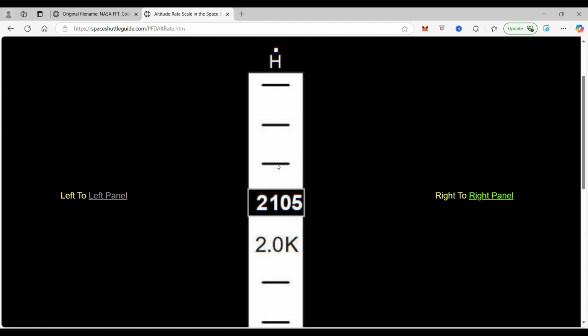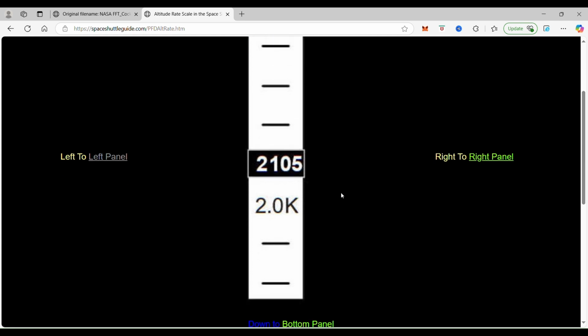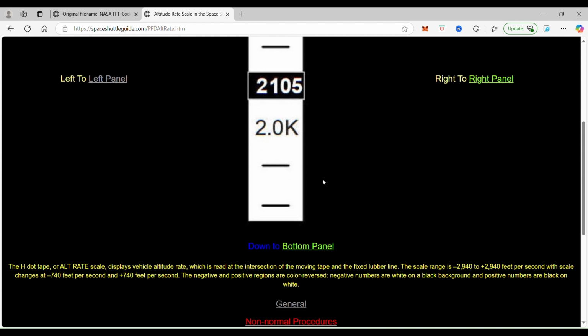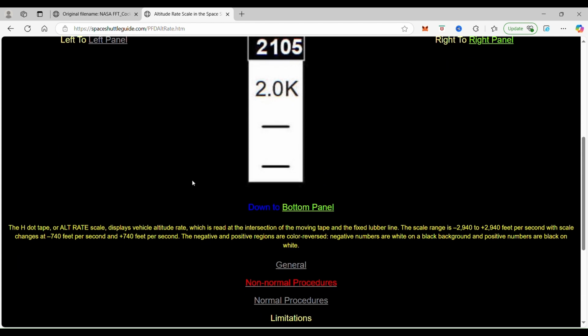So this is a much faster rate, and of course you're accelerating. Your velocity is going to be extremely fast as you're trying to get to 17,500 miles per hour. So that's why this is such a very fast rate for this tape here.